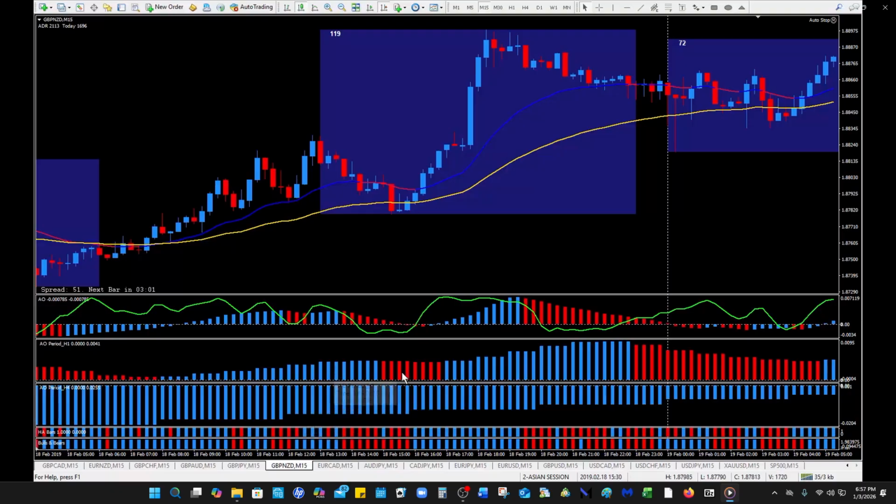It's got to be blue. This one can be red. It's just giving a signal that it's doing this pullback. That's why it flickered red. But we're above the water line. So red above the water line is good. But red on the 4 hours below the water line is not good.